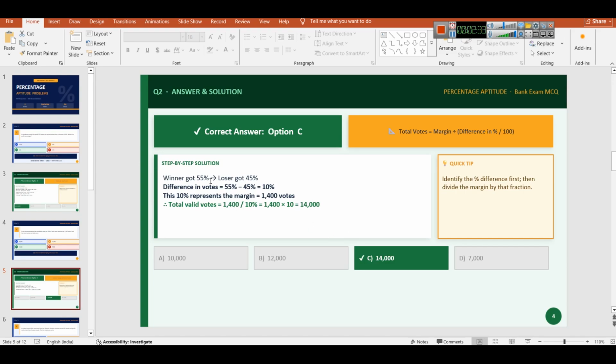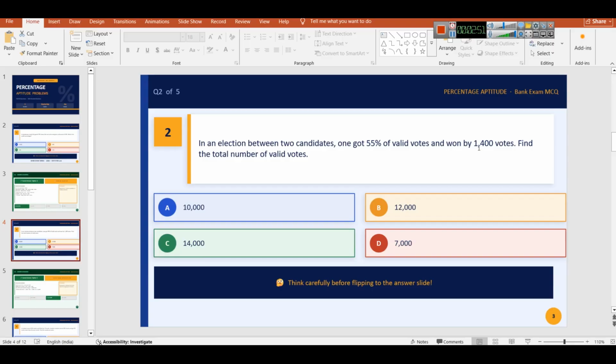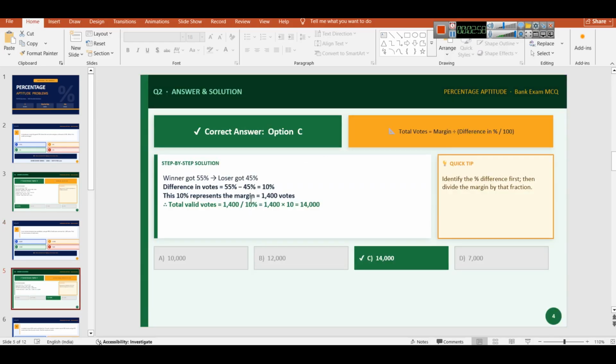Winner got 55%, loser got 45%. So you can divide. Difference between votes, 55 minus 45, is 10%. And this 10% represents the margin, that is 1400 votes. In the question it is given 1400. This is the difference between winner and loser because only two candidates were given. So this 10% represents the margin, and the margin is equal to 1400.